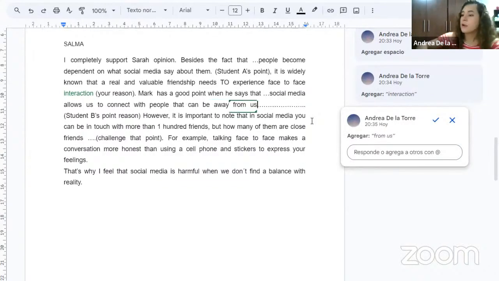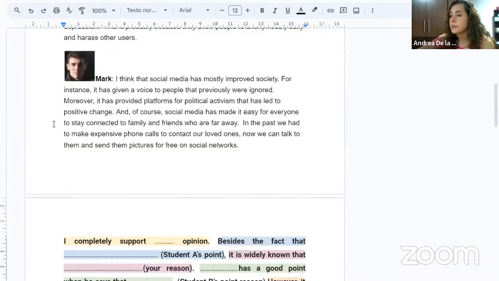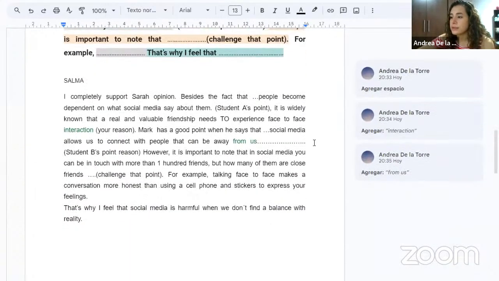Yes, perfect. Content is great because this is exactly what Mark says, right? Mark indeed said that social media helps us to stay connected. So yes, with people that can be away from us. However, it is important to know that in social media, you can be in touch with more than 100 friends, but how many of them are close friends?